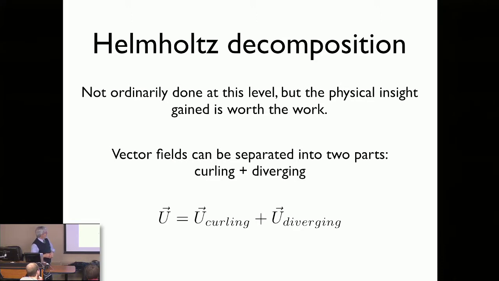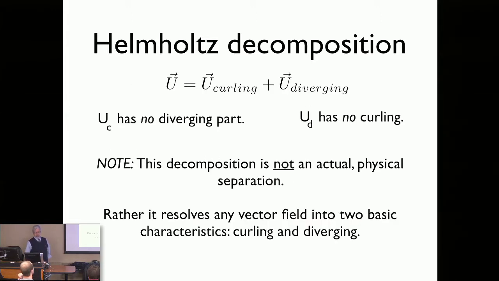And so by use of the Helmholtz decomposition, we can justify that vector fields can be separated into two parts, which we call in the book curling and diverging, which is not quite right. The curling part is not diverging, and the diverging part is not curling. So this really should be called U not diverging and U not curling, would be the more precise thing. But shorthand is going to be curling and diverging parts. So any vector field can be decomposed this way.